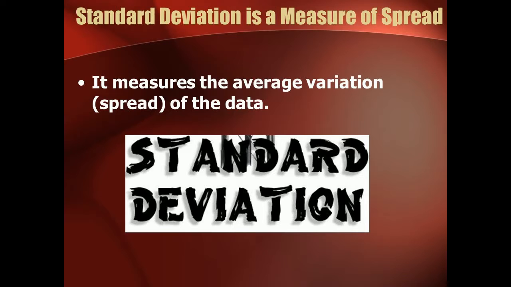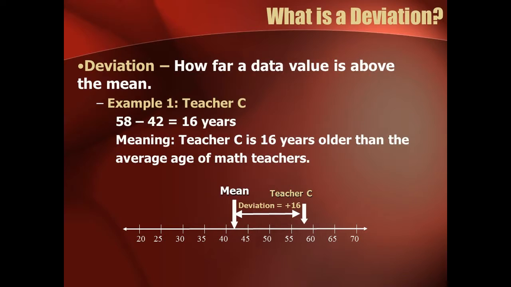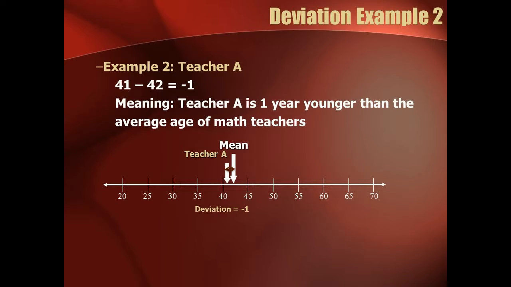Standard deviation measures the average variation of the data. Variation is the spread, how close or apart the data is from one another. What is a deviation? A deviation is how far data is from the mean. Teacher C is 16 deviations above the mean. Teacher F is 1 deviation below the mean, which is represented as -1.